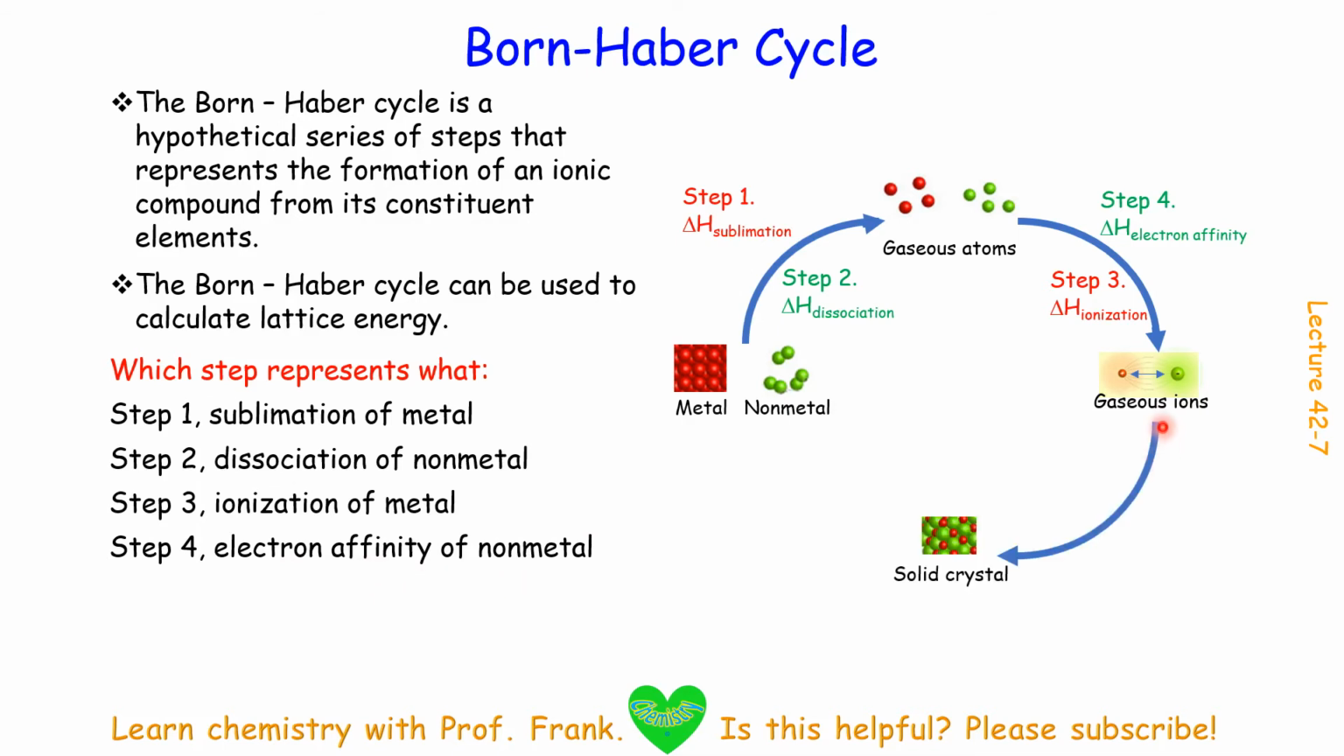Step number 5 is the formation of solid crystal from gaseous cation and anion. During this step, lattice energy is involved. Therefore, step number 5 is the lattice formation of solid crystal. Through these 5 steps, solid metal reacting with a gaseous nonmetal forms a solid crystal, an ionic compound.